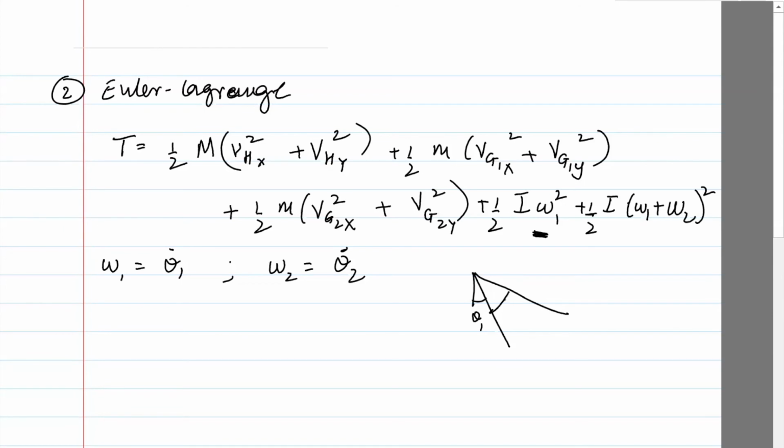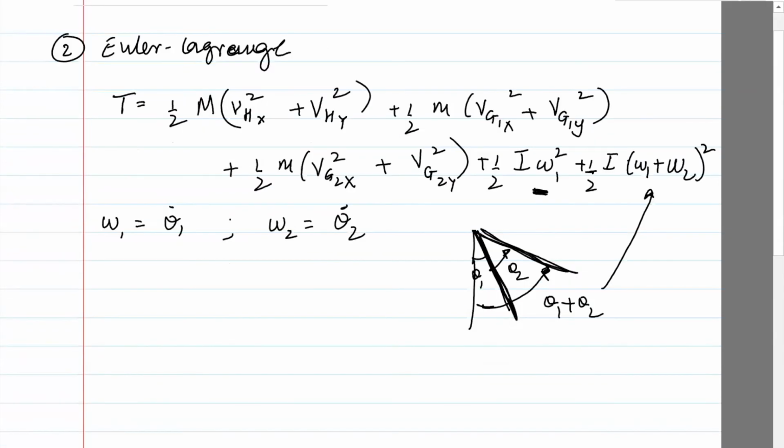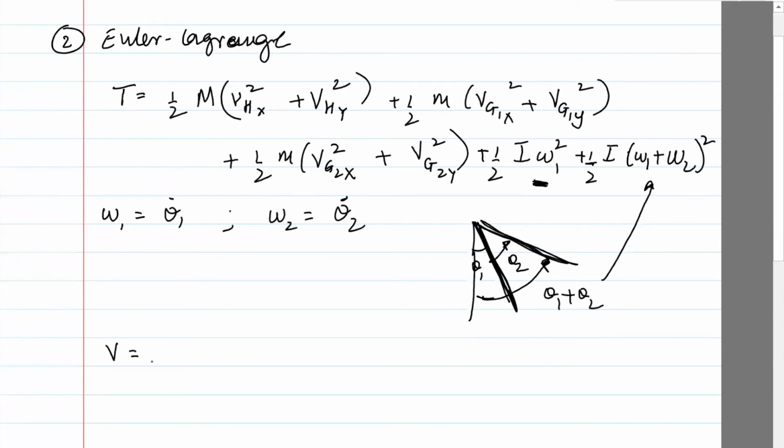If you remember, it was theta 1. And then the absolute angle made by the second link with the vertical is theta 1 plus theta 2. And so when I take the angular speed, I need to do theta 1 dot plus theta 2 dot. So this is why this is the sum. Okay. Then we need to write the potential energy.